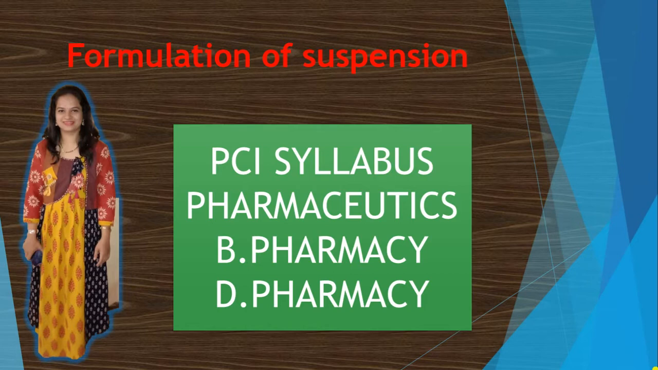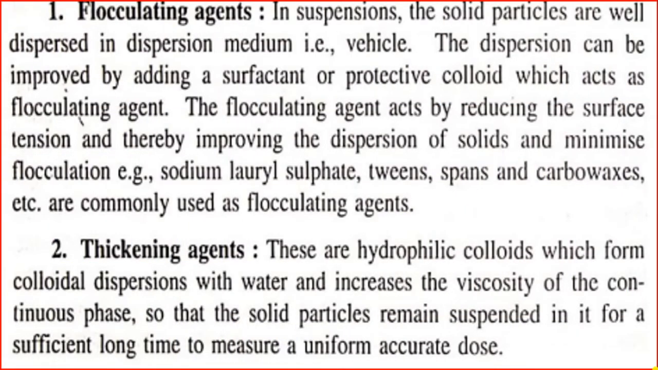We will see one by one the different types of additives which are used during the formulation of suspension. The first one is flocculating agent, and the second is thickening agent. Flocculating agents are added in the preparation; they reduce the surface tension and the interfacial tension between the solid and liquid surfaces, and they are added to disperse the solid particles.